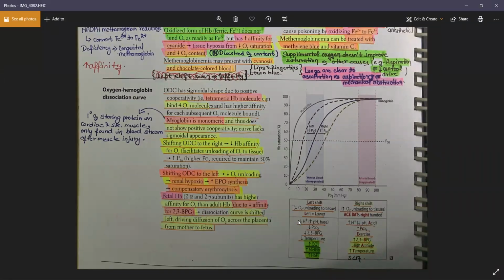So loading will also be compromised, vice versa. Of course, whenever you have a high affinity, loading will be decreased. Whenever you have a low affinity, unloading will be increased. Whenever you have a high affinity, unloading will be decreased, right?